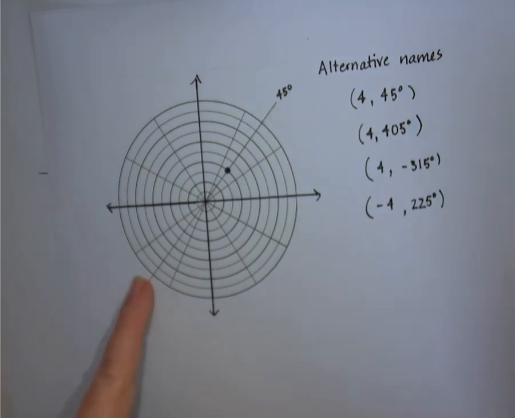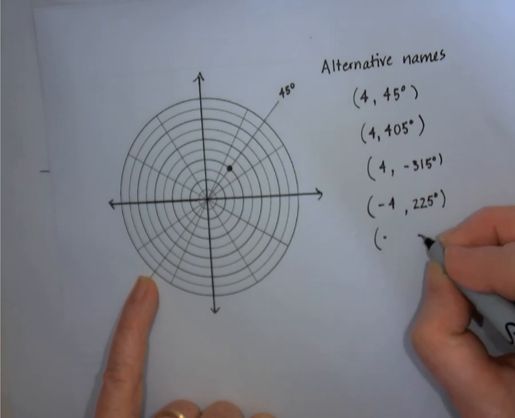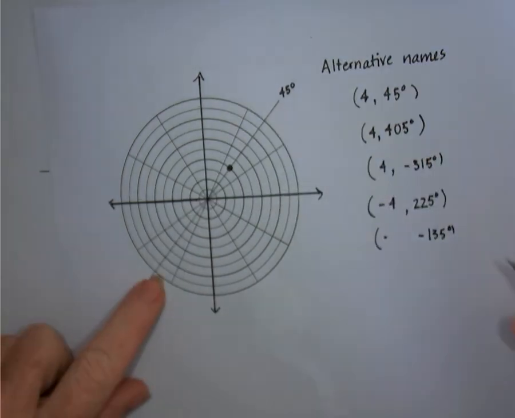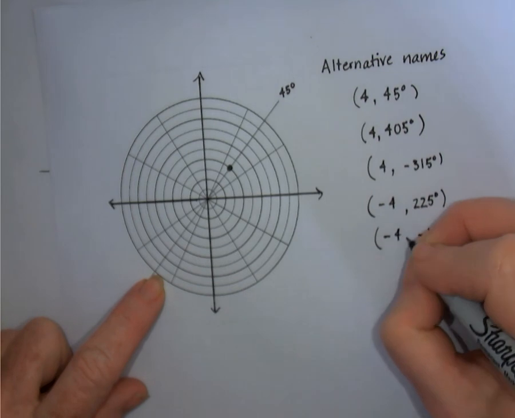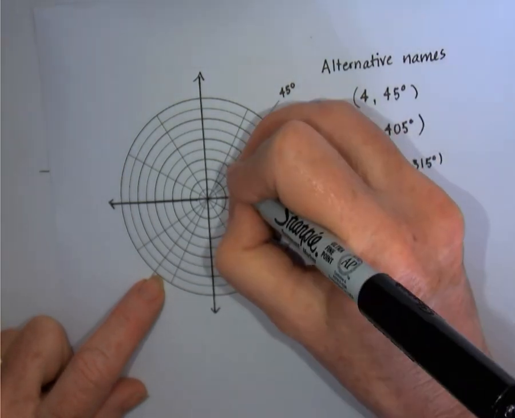Or I could think of that 225 degrees as negative 135 degrees. That would also be a way to have me facing in that direction and have me then take 4 steps back. So there are many different ways of naming that point.